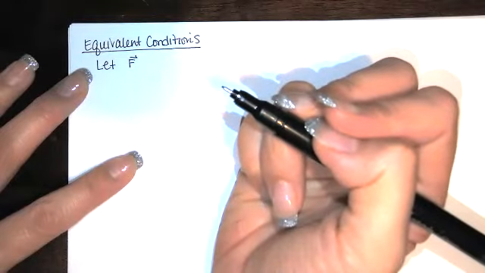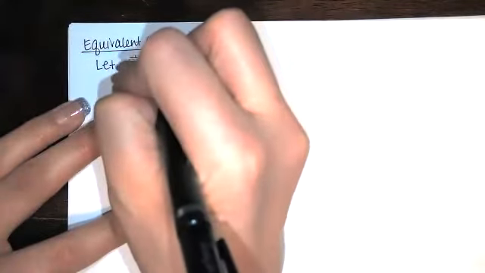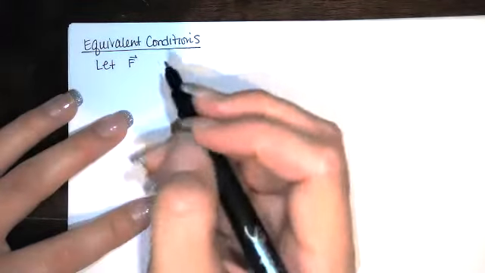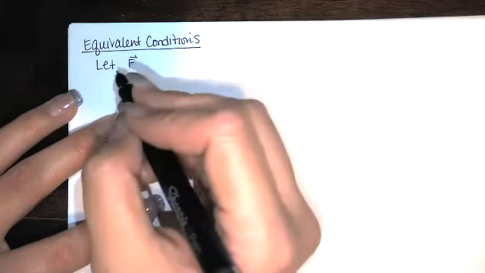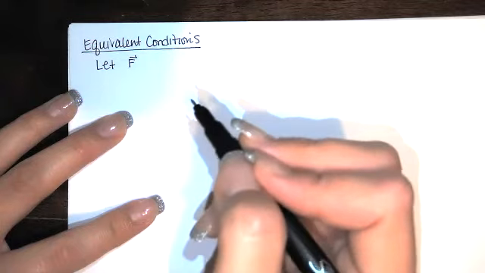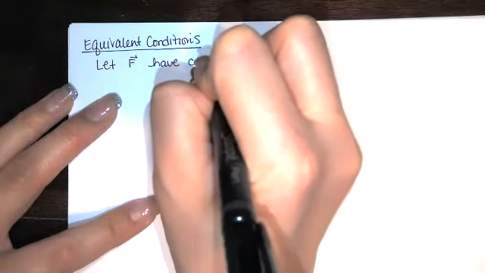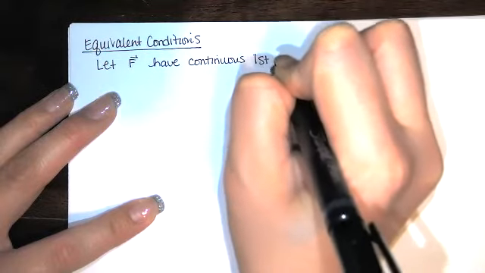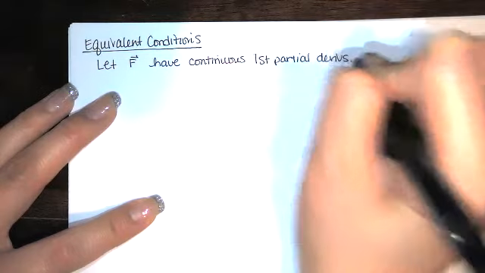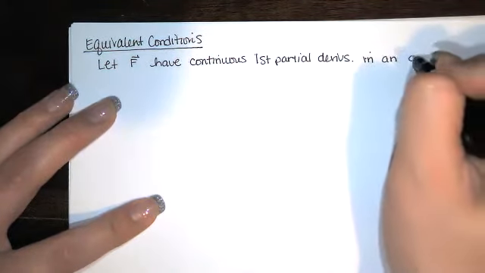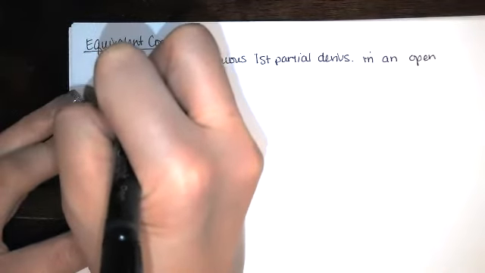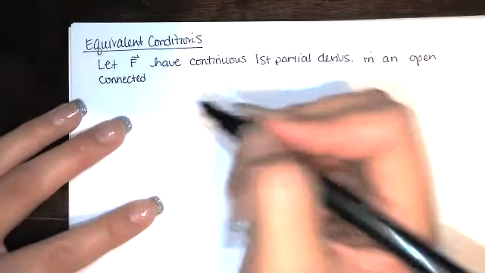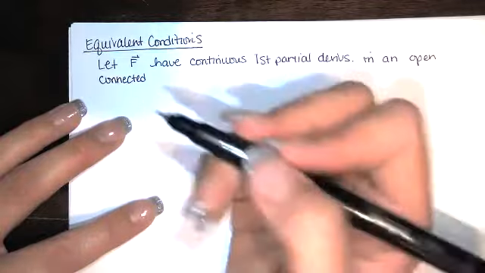Okay, so let's say that we are dealing with a field F, so F is a vector field, and we want this field to have continuous first partial derivatives in an open connected region R. When we say that the field has continuous first partial derivatives, we're also saying that the component functions of F have continuous first partial derivatives.